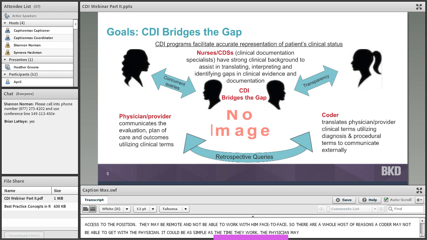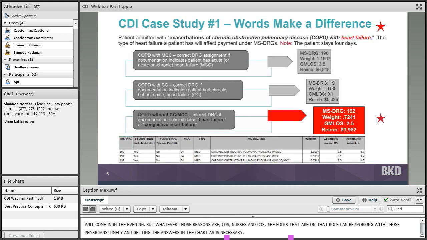It could even be as simple as the time they work. The physicians may come in very early in the morning and the coders don't come in until the evening. But whatever those reasons are, CDS, nurses and CDS, the folks that are in that role, can be working with those physicians timely and getting the answers in the chart as is necessary.